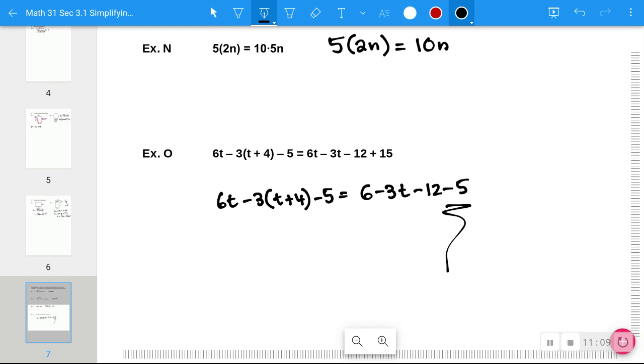Okay, so that does it for section 3.1 in Math 31.